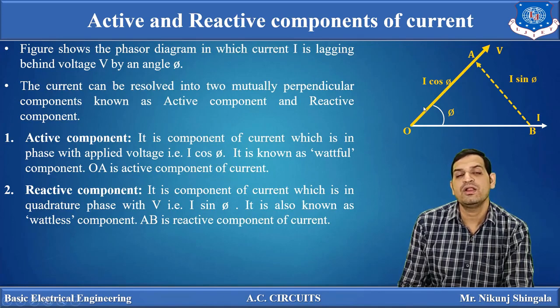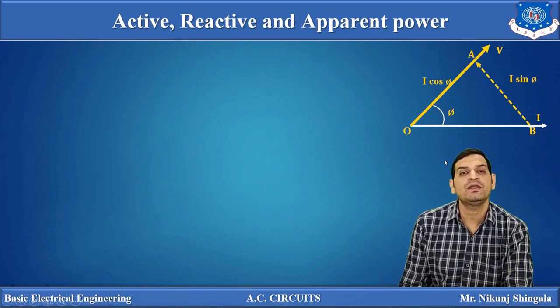So the current can be resolved into two mutually perpendicular components, the active component and the reactive component, and because of these we have two powers known as active power and reactive power. So let us discuss active power, reactive power and apparent power. Taking the same diagram, we can see voltage leads the current by some angle phi. The current is resolved into two mutually perpendicular components, I cos phi and I sin phi. Based on these two components, let us define three different powers: active, reactive and apparent power.